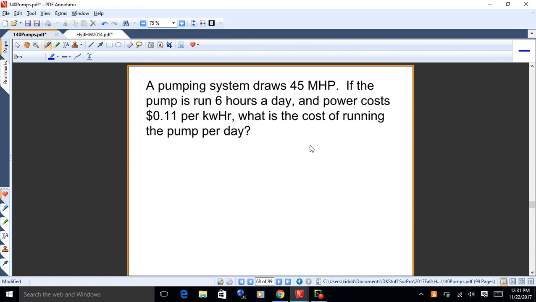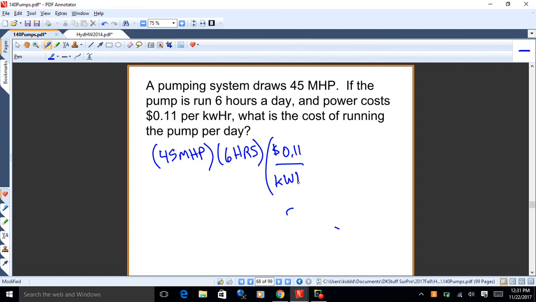So that's basically how this goes. Now let's say we're drawing 45 motor horsepower. So that's what's going to the motor, and we're running 6 hours a day. And we know that power costs 11 cents, which is $0.11. And as you say there, you buy power by the kilowatt hour.